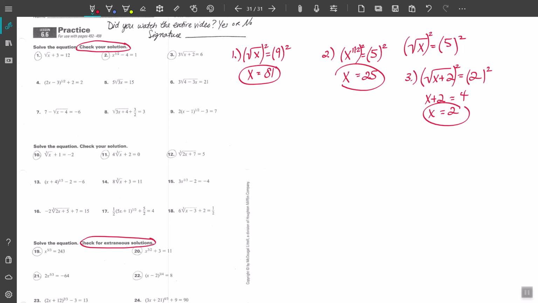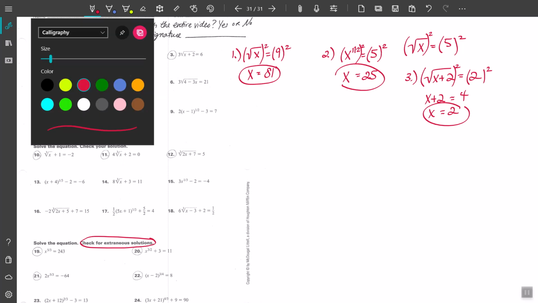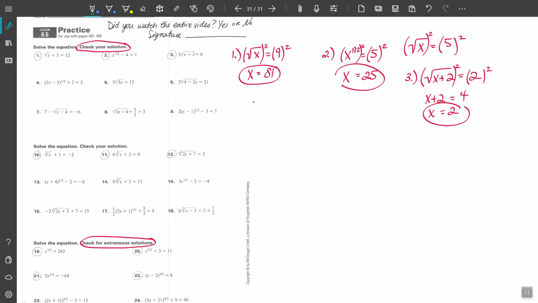So just to review, we're not going to do all 3 of these problems checking the solution, but if we want to check our solution for number 1, just a reminder on how we do that. Let me just switch colors here. So to check our solution on number 1, if you remember, we're just going to take what we solved for and got, our 81, and we're going to plug it back into that original equation.